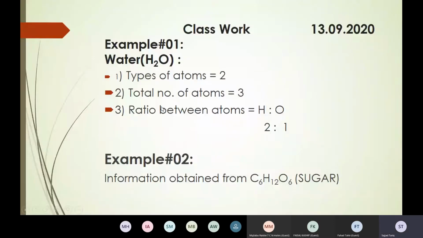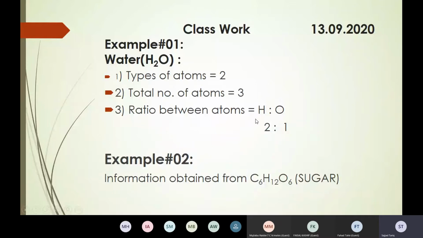Now look at the boys. Total number of atoms is 3, meaning 2 hydrogen and 1 oxygen. And the ratio between atoms is 2:1 because 2 hydrogen are there and 1 oxygen is there. Are you getting the idea, boys? It's simple things, simple arrangements are there. So we get the idea about their formation obtained from the water molecule.